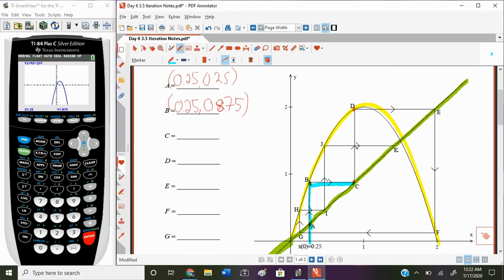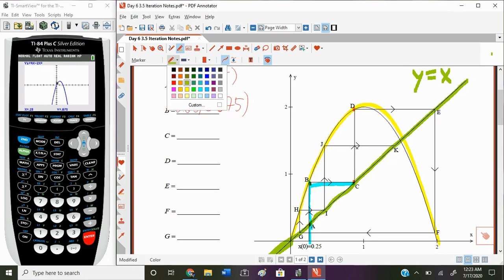Okay, so now what do we notice about point C? Well, it's on the green line. That's y equals x. I should probably label this line. I'm just going to do that. This line is y equals x, just as a reminder.